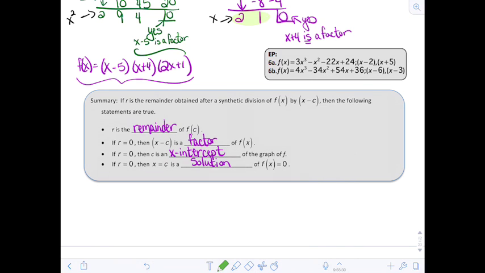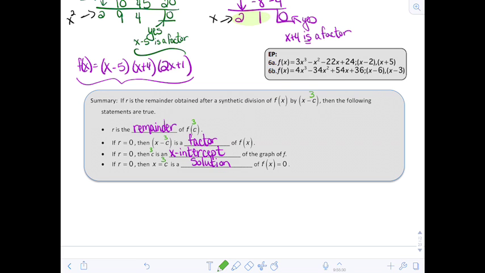So let's go back and just repeat those with a number involved. If you are dividing by x minus 3, then the following statements are true. R is the remainder of f of 3. If r equals 0, then x minus 3 would be a factor. 3 would also be an x-intercept, and 3 would be a solution. So that kind of summarizes the remainder and factor theorems.